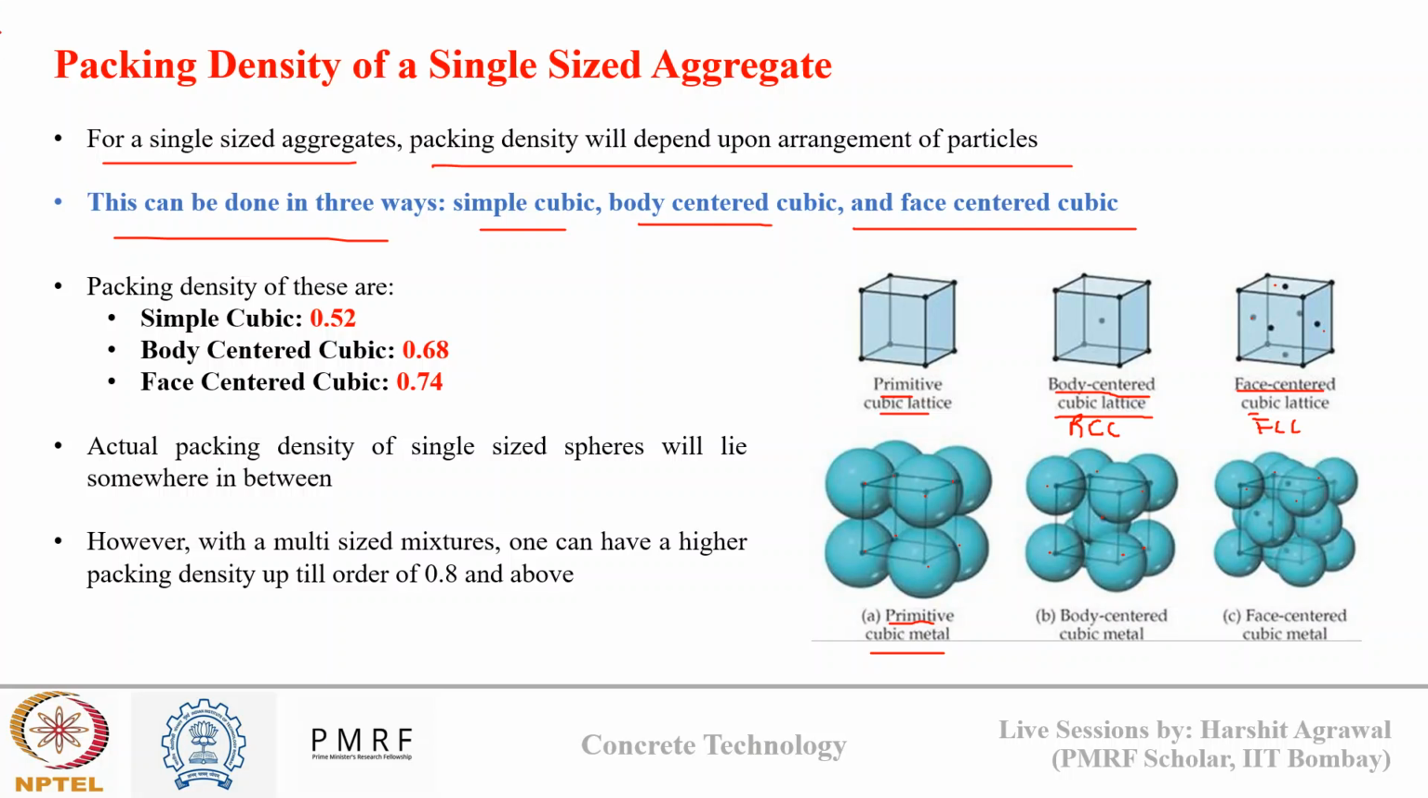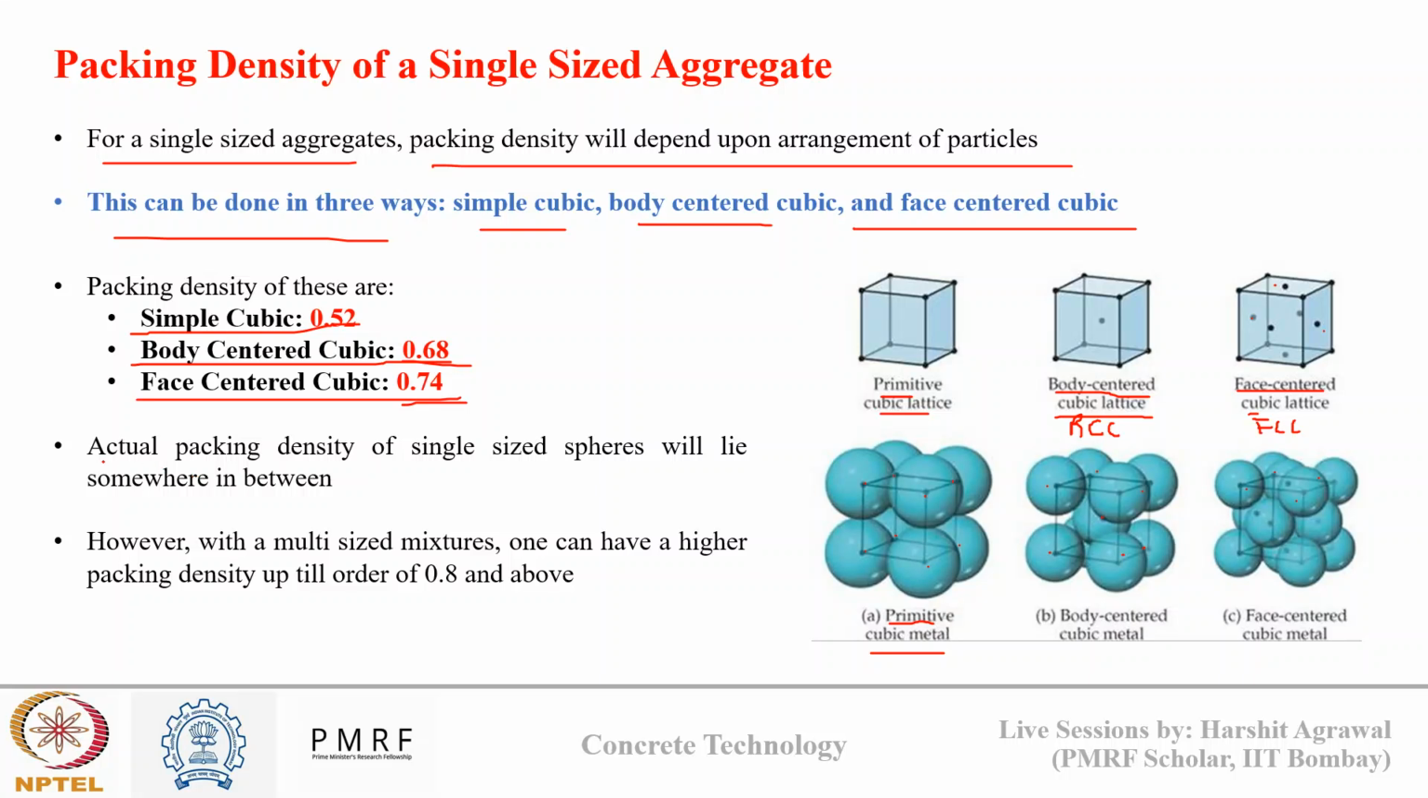Okay, so if I consider a perfectly spherical aggregate, the packing density of these lattice structures will come out to be, for simple cubic, 0.52, for body centered cubic, 0.68, and for face centered cubic, 0.74. What do these values mean? Suppose this is 100% volume. If I consider the whole cube as 100% volume, then 52% will be filled by my aggregates and the rest will be voids. In this case, the percentage occupied by aggregate will increase, and in this case, the percentage occupied by aggregate will increase further.